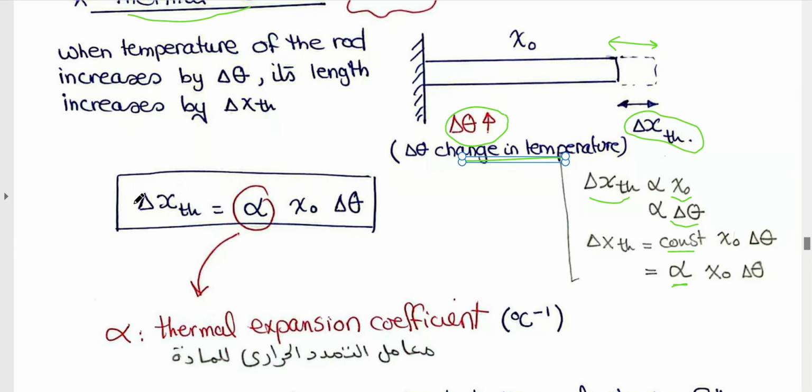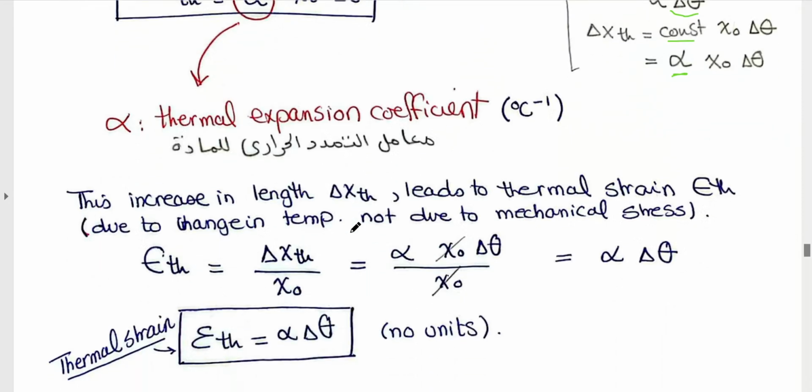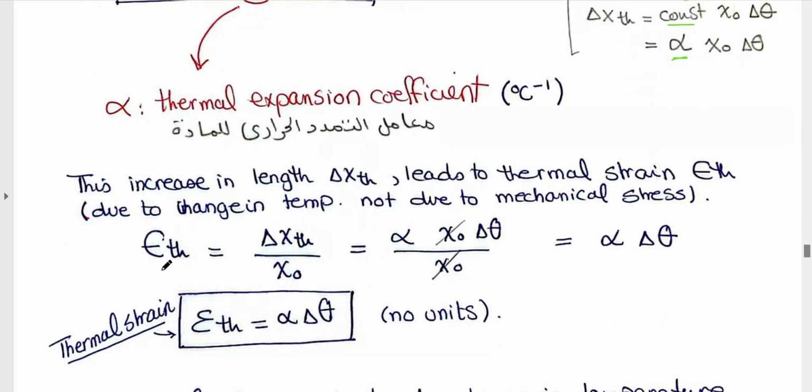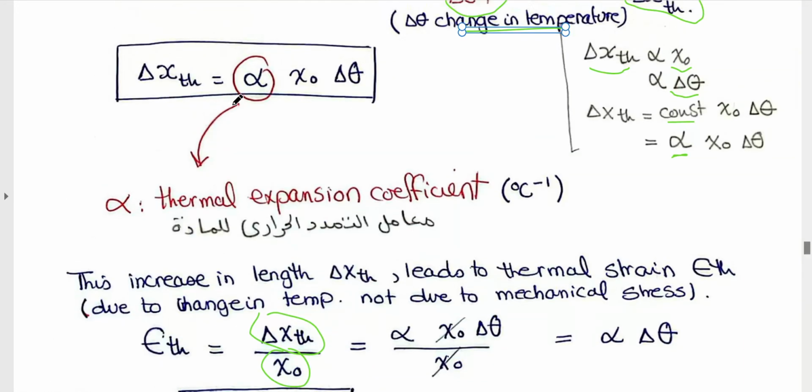After discussing what will happen with the increase of temperature, delta x thermal equals alpha x naught delta theta. This increase in the length of the rod is a kind of strain. Again, we can define the thermal strain as delta x thermal, the increase that happened, relative to the initial length of the rod. Delta x thermal equals alpha, the thermal expansion coefficient, times x naught delta theta.